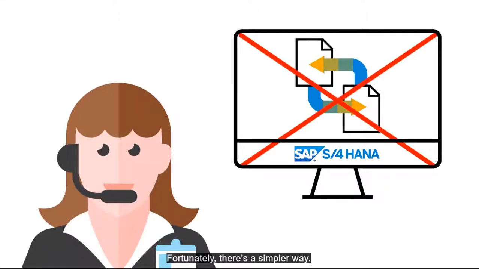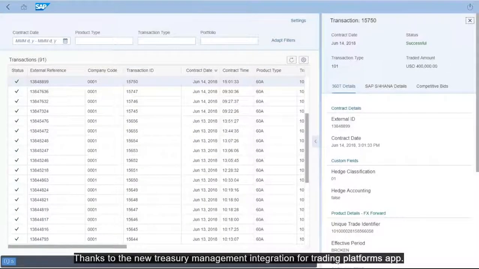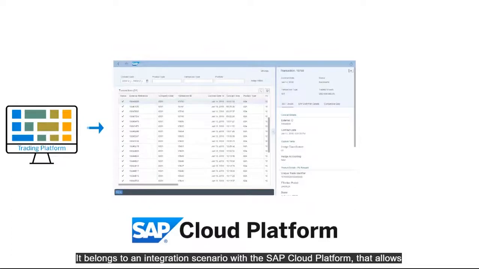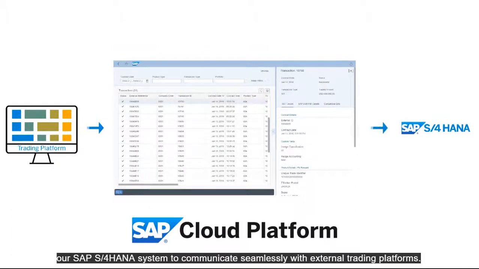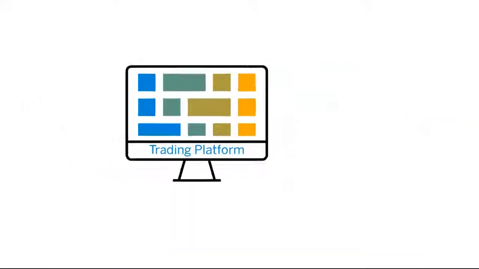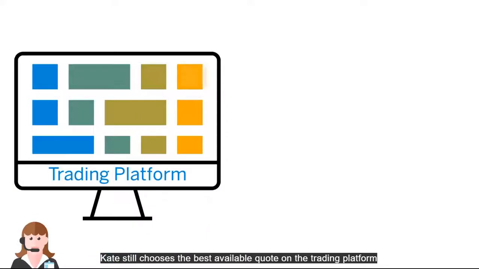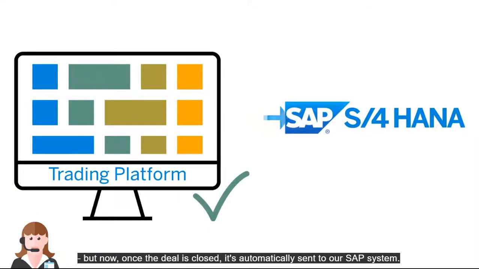Fortunately, there's a simpler way, thanks to the new Treasury Management Integration for Trading Platforms app. This app is part of an integration scenario with the SAP Cloud Platform that allows our SAP S/4HANA system to communicate seamlessly with our external trading platforms. Kate still chooses the best available quote on the trading platform, but now, once the deal is closed, it's automatically sent to our SAP system.